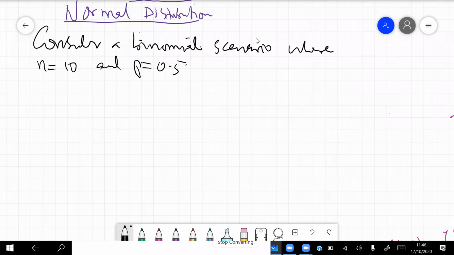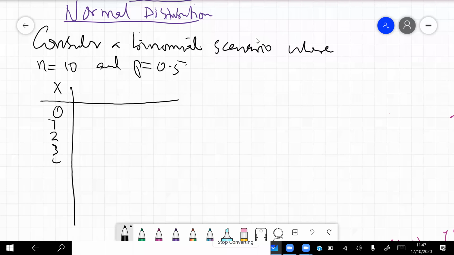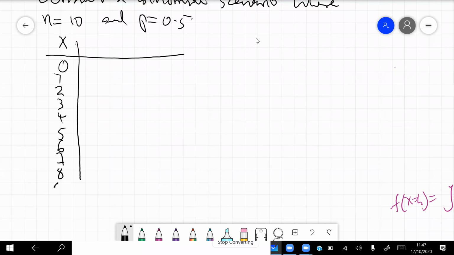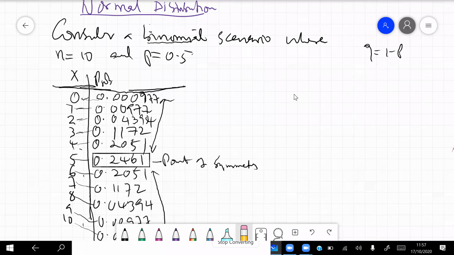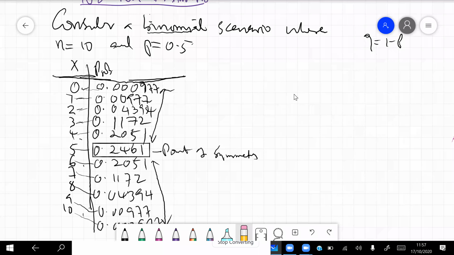So let's create a table here, where we have all the possible values of x: 0, 1, 2, 3, 4, 5, 6, 7, 8, 9, and 10. Then here we have the probability of x equal to the given values. So the probability values are as shown in this table.